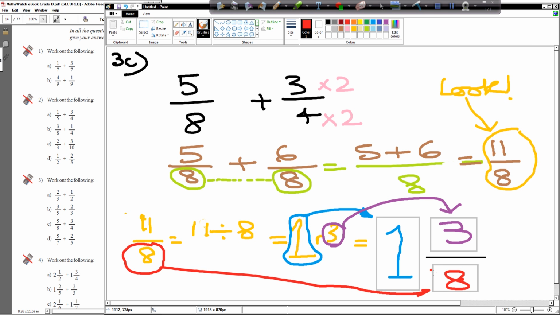That's how we change a top-heavy fraction into a mixed fraction once we got our rough answer. So every digit has its own particular position in order to be converted successfully from this into this. Okay, have you got that down? So the answer should be 1 3/8 for that question. And that's the end of that question.